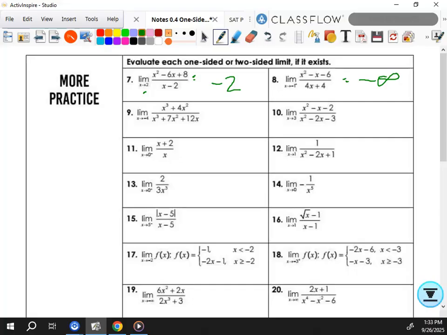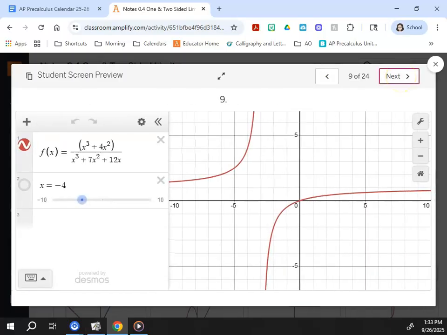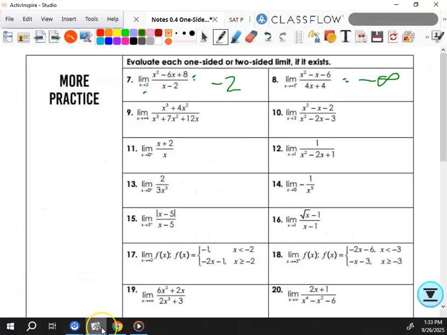All right, now we're approaching -4. From which direction? Both. Exactly. Well, the 4 is negative, but I don't have a little negative up in the exponent. Good observation there.